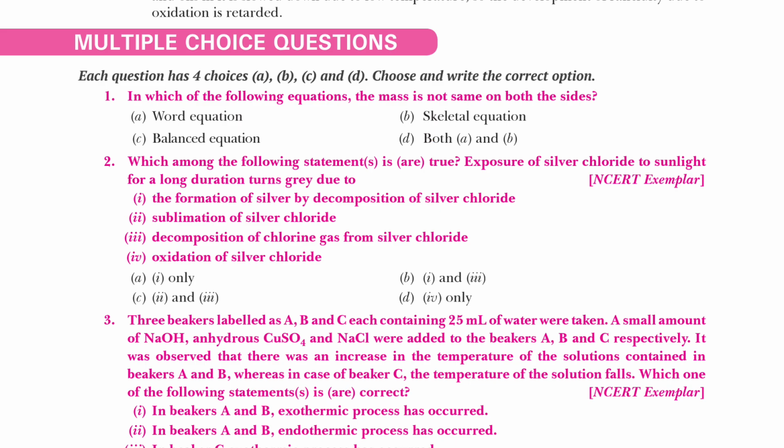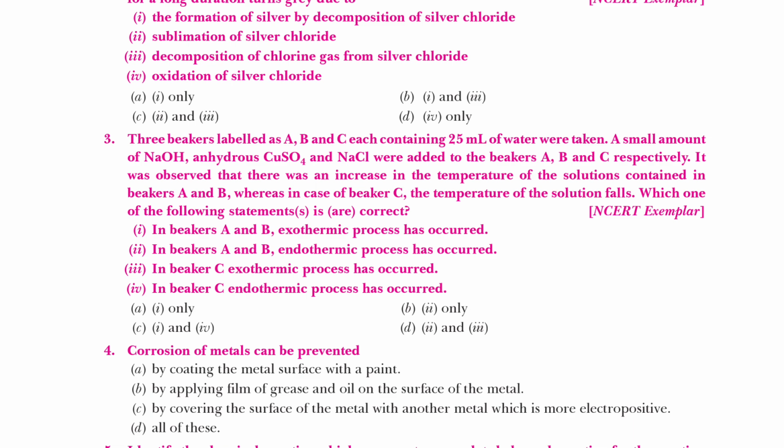Next, question number three. You have three beakers with water and the given salts: NaOH, copper sulfate and NaCl. In the first two beakers, A and B, the temperature increases, which means these are exothermic reactions, and in beaker C the temperature falls, which means heat is absorbed. That's why options 1 and 4, which is option C, is correct.